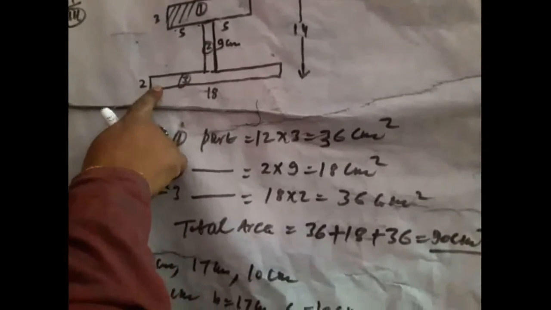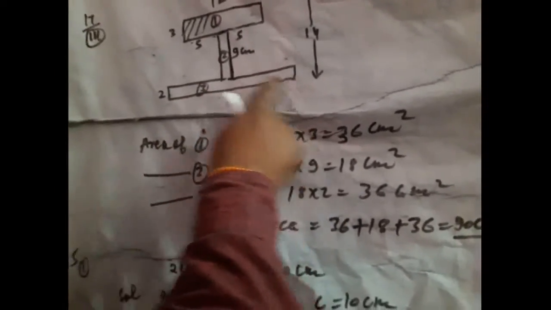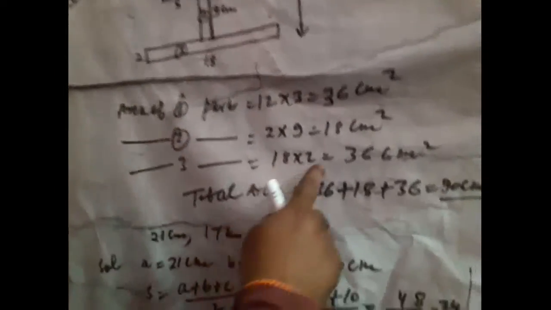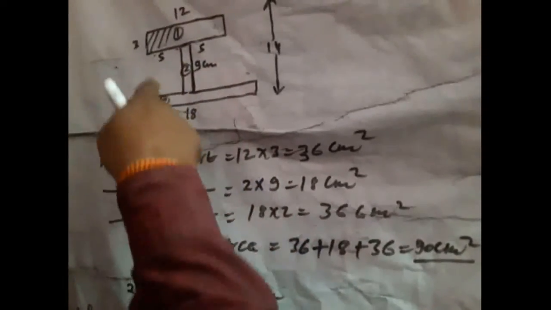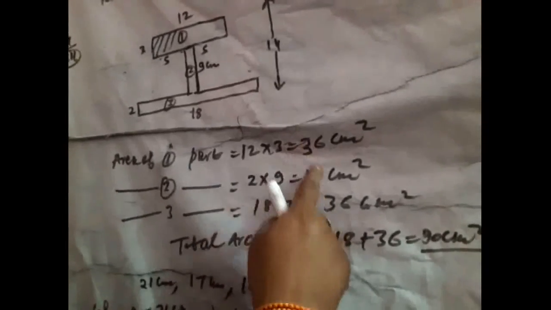Now come to the third part. This is our 18 length and breadth 2. 18 times 2 is 36 centimeter square. So total area of the red part or shaded part is equal to this plus this, which is equal to 90 centimeter square.